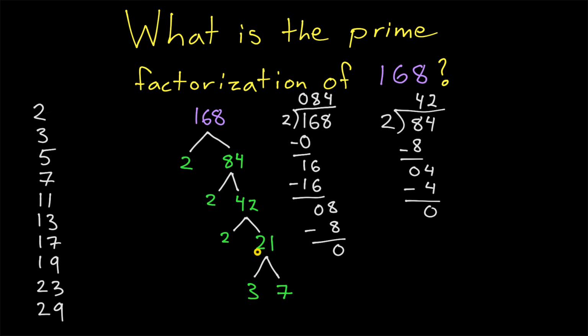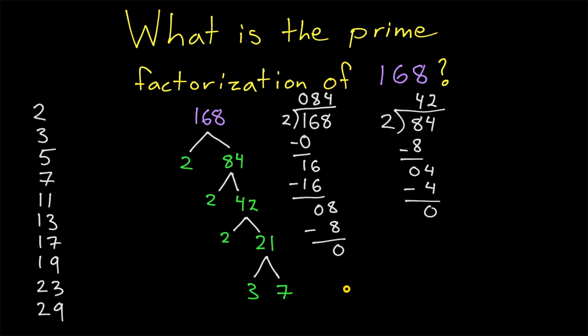So 3 times 7 gives you 21. Alternatively, 21 divided by 3 gives you 7. And now, is this our prime factorization? Well, think about it for a moment. Yes, it is. 2 is a prime number. 3 is a prime number. And 7 is a prime number. Therefore, this is our prime factorization.